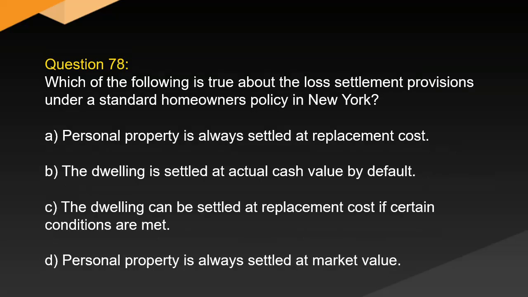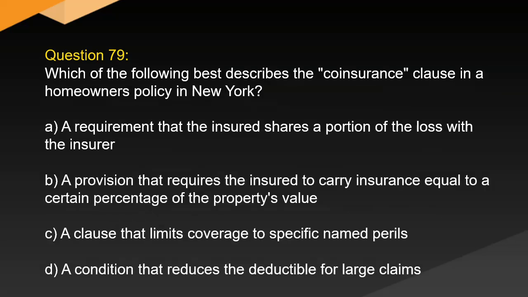Question 78. Which of the following is true about the loss settlement provisions under a standard homeowner's policy in New York? A. Personal property is always settled at replacement cost. B. The dwelling is settled at actual cash value by default. C. The dwelling can be settled at replacement cost if certain conditions are met. D. Personal property is always settled at market value.